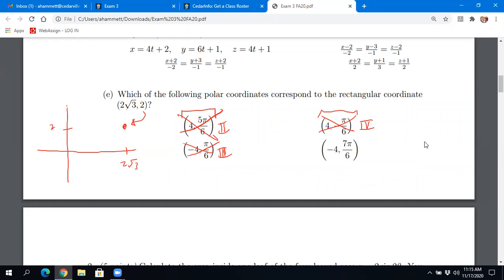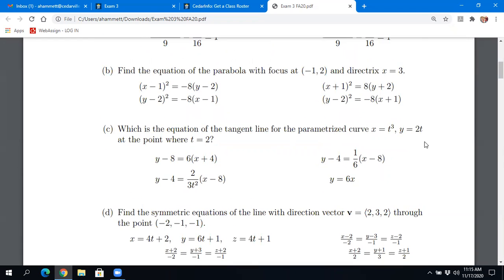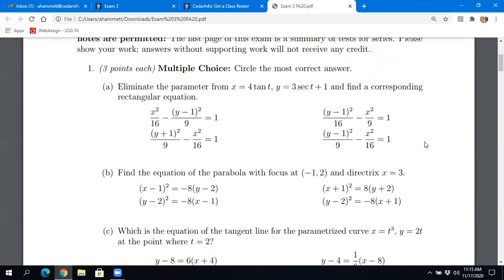So you know it has to be this one, and it is. 7 pi over 6 is in quadrant 3, but then the negative 4 flips us back to quadrant 1, so it's this one right here. Okay? Interesting. Okay. Any questions on that first page?